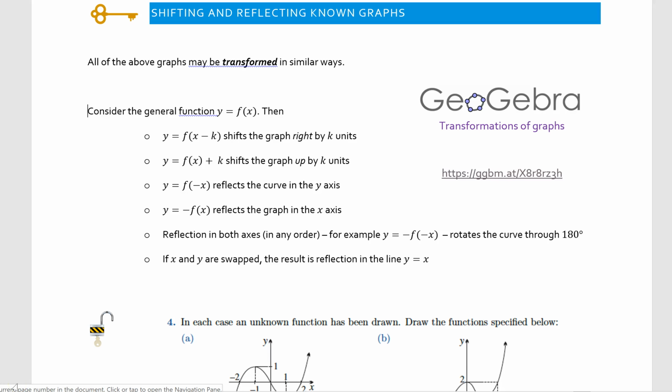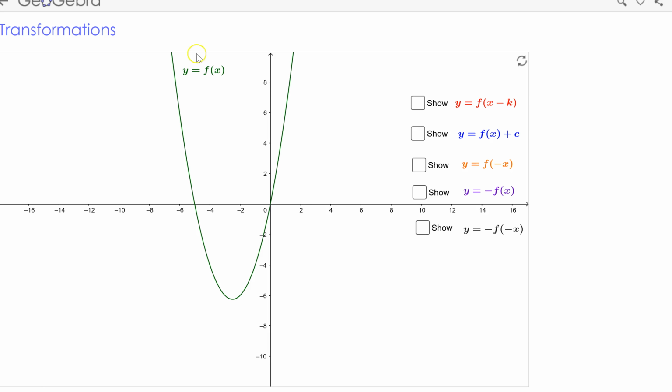Hello mathematicians, we're going to take a quick look at shifting and reflecting known graphs, or transforming them. And these points here are the ones that we really need to be sure about. So I'll jump to GeoGebra, look at an example there, and then we might come back and have a look at a different example after that. So suppose we have some function of x. Now clearly this function of x is a parabola of some sort.